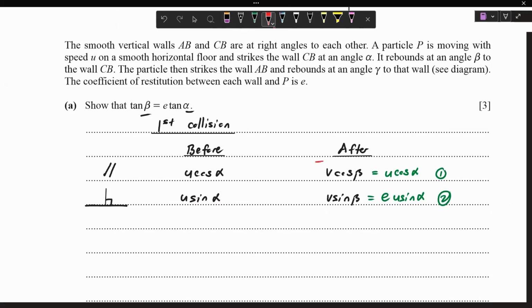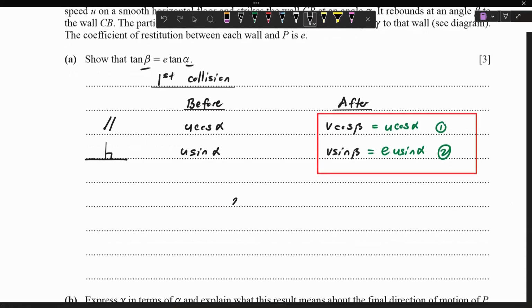So these two equations are important because we can actually say equation 2 divided by equation 1. All right. And if we do, on the left side, we will remain with tan of beta. And on the right side, the u's cancel, sine over cos is tan alpha. So it's E tan alpha. And shown, that's actually what they want us to show. Okay, what do you think of this? It's okay, sir. Okay, let's go on to part B.